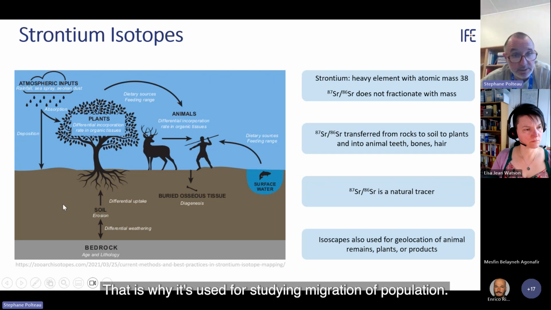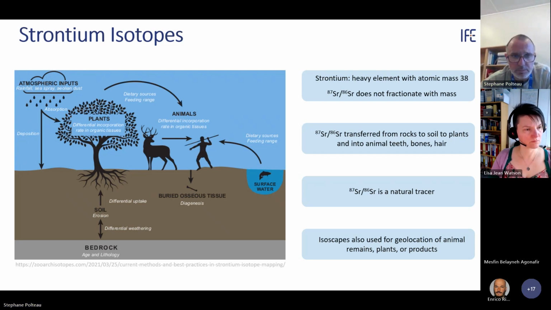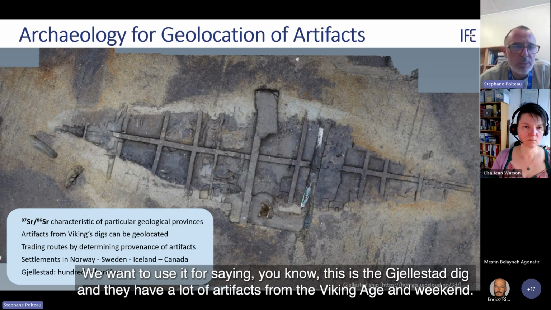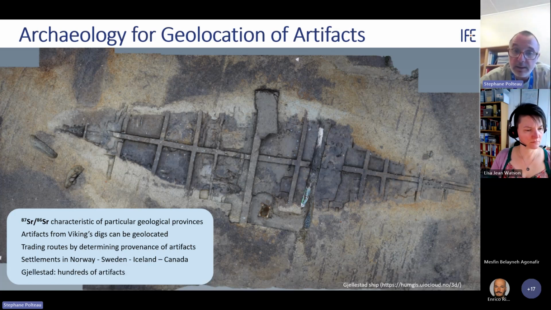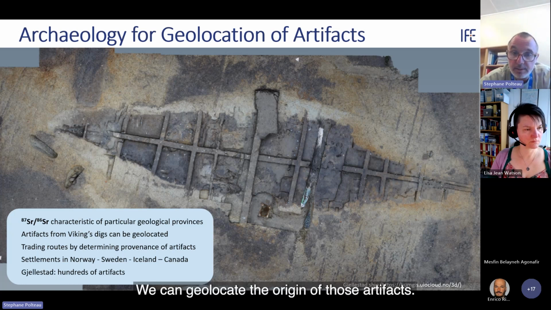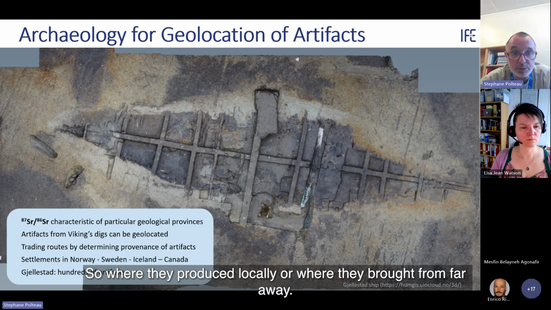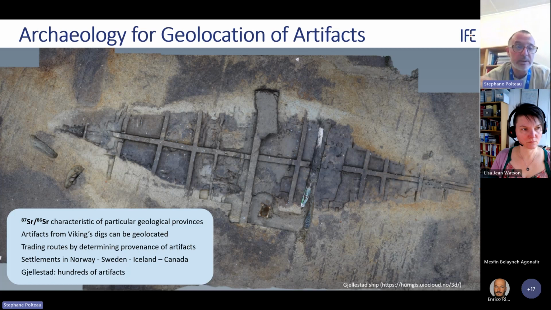And that is why it's used for studying migration of populations. We want to use it for saying, you know, this is the Yellow Star dig, and they have a lot of artifacts from the Viking Age, and we can geolocate the origin of those artifacts. So were they produced locally or were they brought from far away?